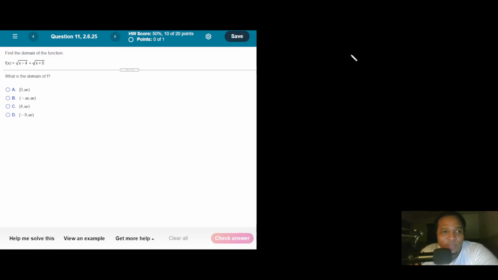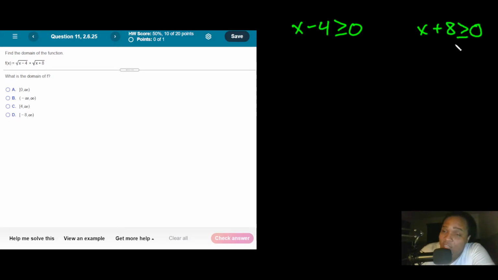All right, two radicals, two different inequalities. This is going to be a compound inequality, like you remember. So we're going to set this one greater than or equal to 0. We're going to set this one greater than or equal to 0. And remember, we're allowed to do equal 0 because there's no denominator. It's allowed to be equal to 0. Ready? Add 4, add 4. X is greater than or equal to positive 4. Minus 8, minus 8. X is greater than or equal to minus 8.